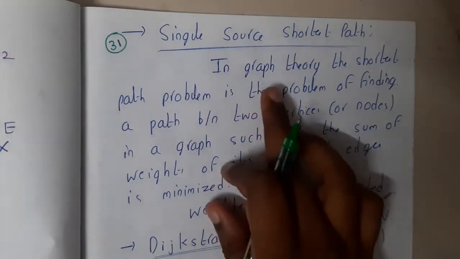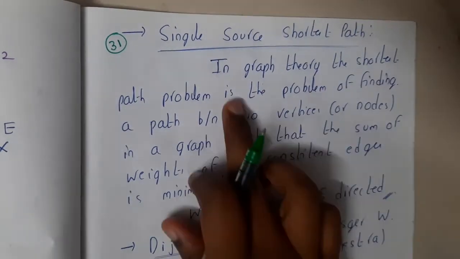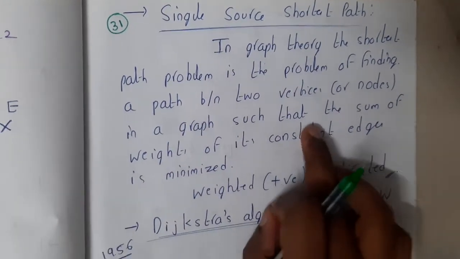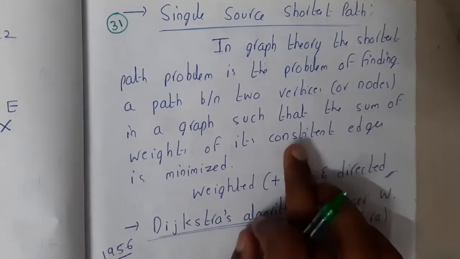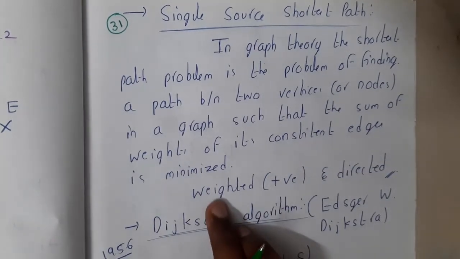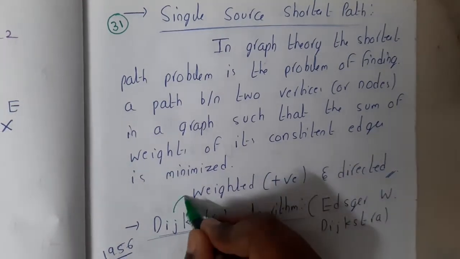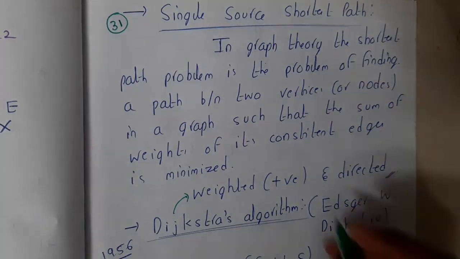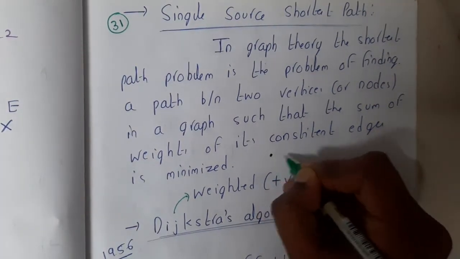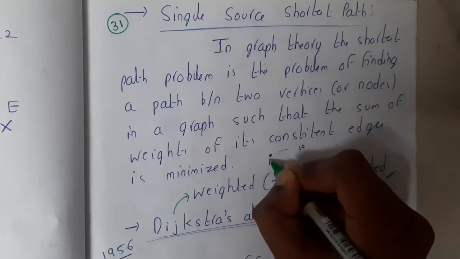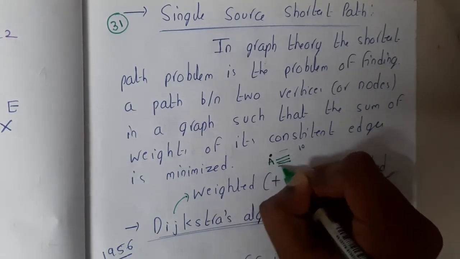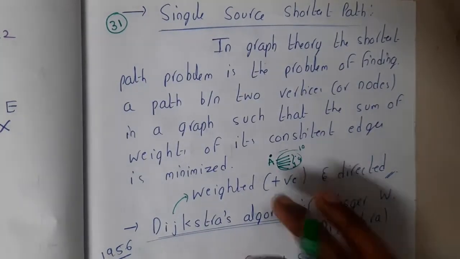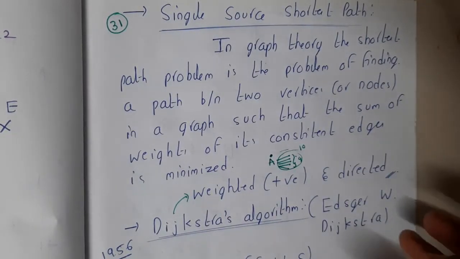In graph theory, the shortest path problem is the problem of finding the path between any two vertices or nodes in a graph, such that the sum of the weights of its constituent edges is minimum. Here in Dijkstra's we will be using weights that are positive and directed, guys. Single source shortest path means from a single vertex, assume there are a total of 10 vertices. From A you will find the distance to each and every vertex, so in total 9 vertices' distances you will store. This concept is nothing but single source shortest path, guys. So now you are getting the idea, right?